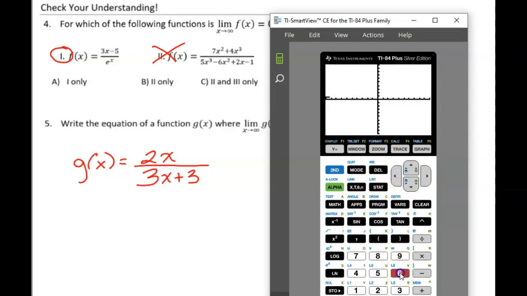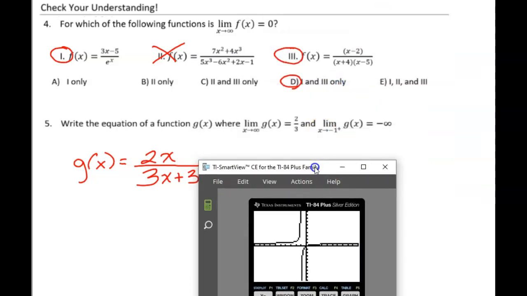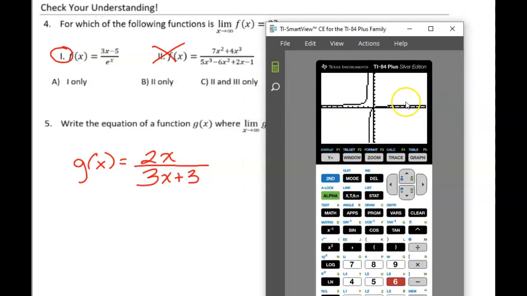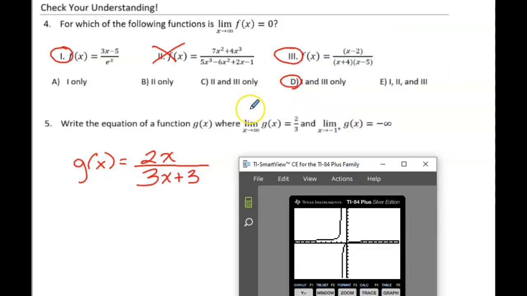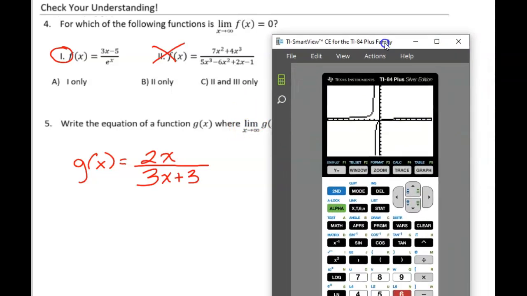We'll do a zoom 6. And here we can see at -1 from, was it the right or the left? -1 from the right side. We're coming along this way from positive infinity, and we are in fact bending down to negative infinity. So that works for our second limit statement. And the limit as x approaches infinity, that's headed off to the right side, should be 2/3.